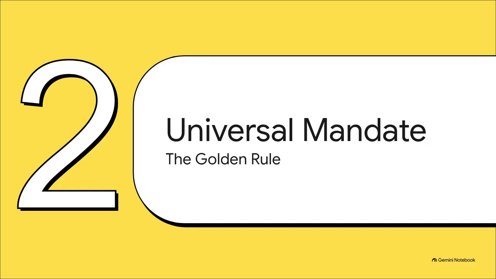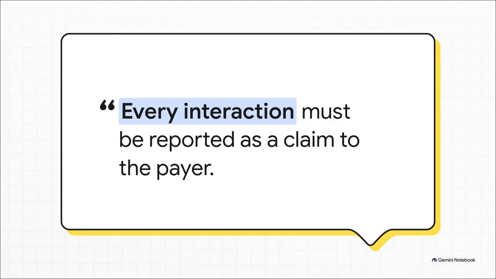Moving down the funnel, Section 2, the Universal Claim Filing Mandate. Here is the absolute golden rule of billing. Every single interaction between a provider and a patient must be reported as a claim to the payer, regardless of who that payer is. This is the universal mandate. You literally need absolute operational discipline here, because every encounter, no matter how tiny, has to be formally reported. There are zero exceptions based on who's footing the bill.